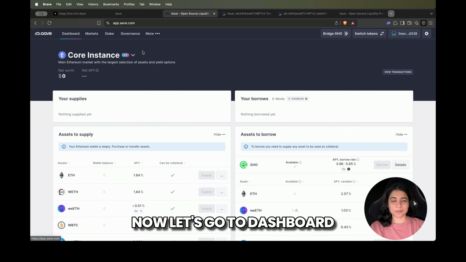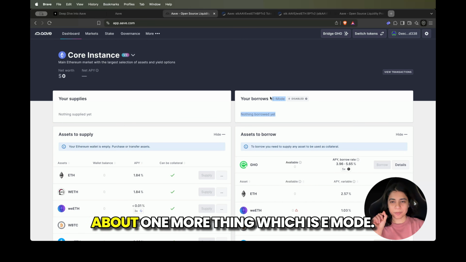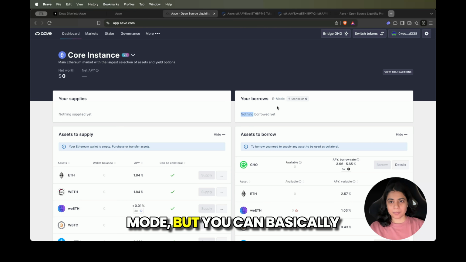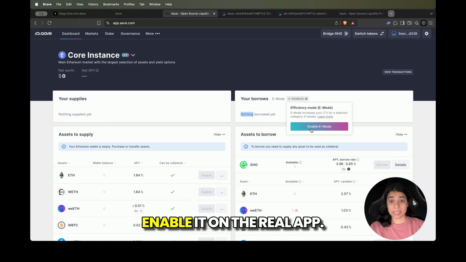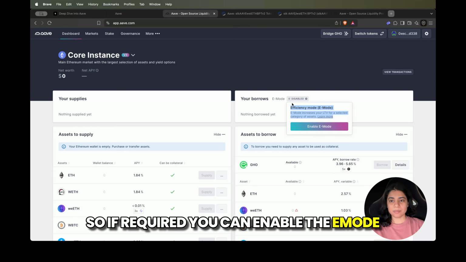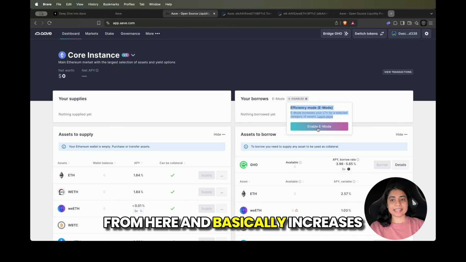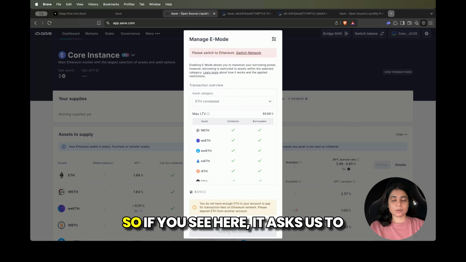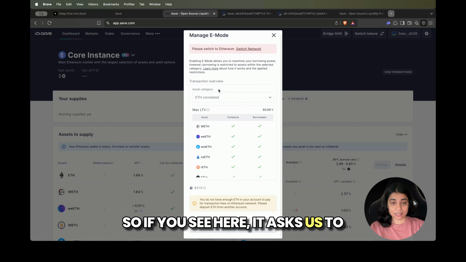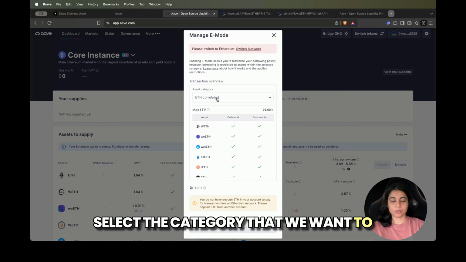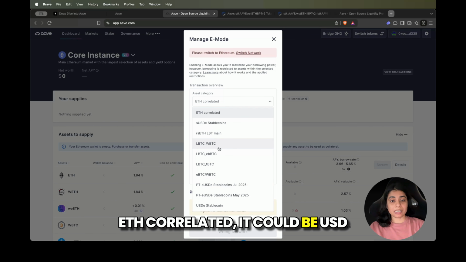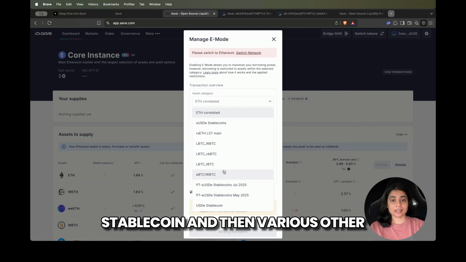So now let's go to dashboard. And I want to talk about one more thing, which is E mode. This was not enabled in the testnet mode, but you can enable it on the real app. So if required, you can enable the E mode from here, and it basically increases your LTV for correlated assets. If you see here, it asks us to select the category that we want to enable E mode for: ETH correlated, USD stablecoin, and then various other things.